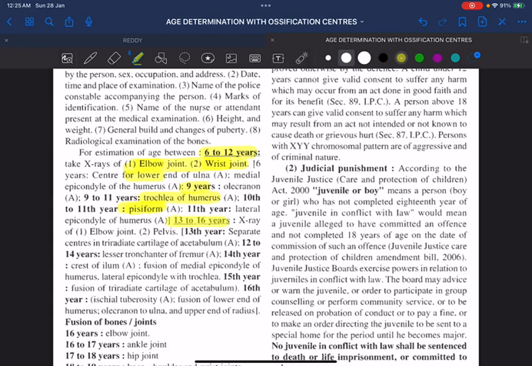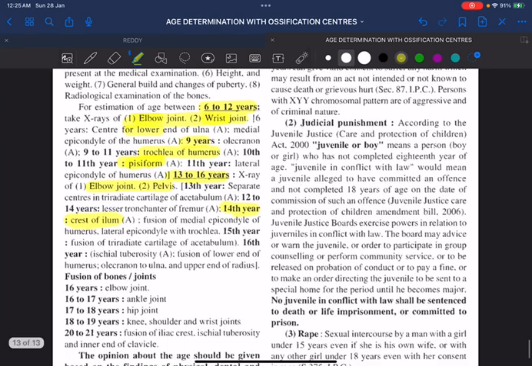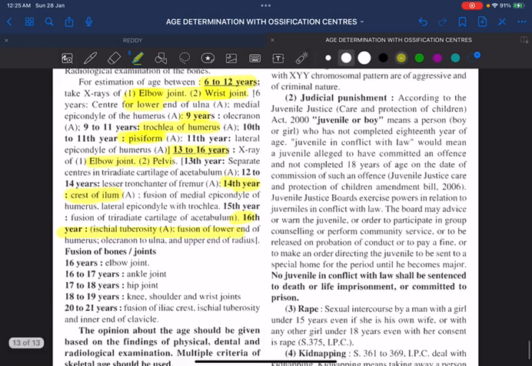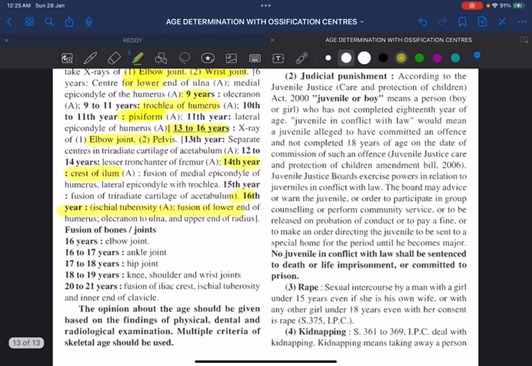For 13 to 16 years, always see elbow joint and pelvis. 14th year, see the crest of ilium. 16th year, see ischial tuberosity. Suppose if you are just relying on the joints, 16 years means see elbow joint. 16 to 17 see ankle joint. 17 to 18 hip joint. 18 to 19 knee, shoulder and wrist joint. 20 to 21 years fusion of the iliac crest, ischial tuberosity and the inner end of the clavicle. Okay, fine.